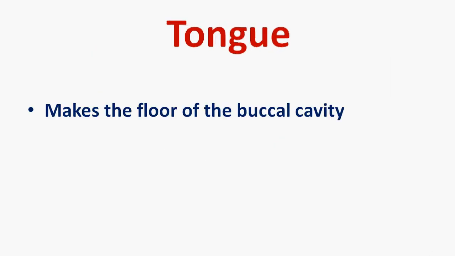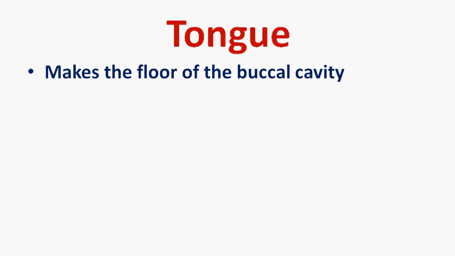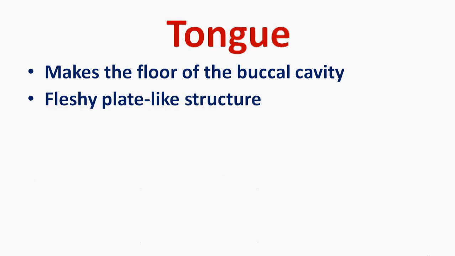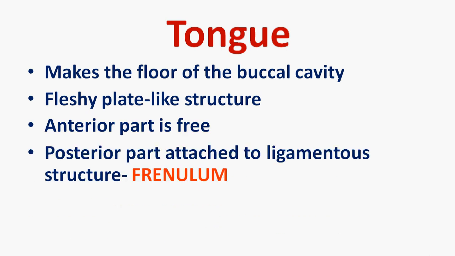So, the tongue is the muscular organ which is present in our buccal cavity and it makes the floor of the buccal cavity. It is a fleshy plate-like structure and the anterior part is free whereas the posterior part is attached to a ligamentous structure known as frenulum linguae. So we can say that the ventral surface of the tongue is connected to the floor of the buccal cavity through a very flexible membrane or ligamentous fold called frenulum linguae.